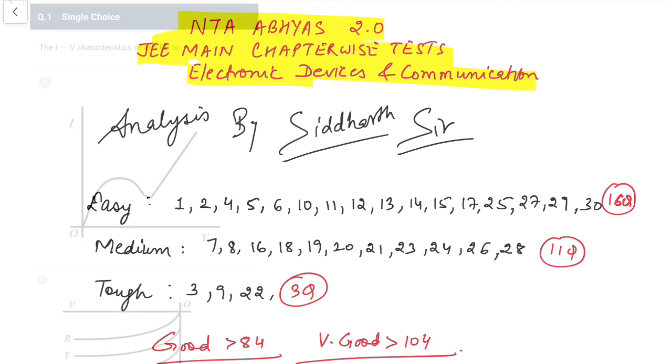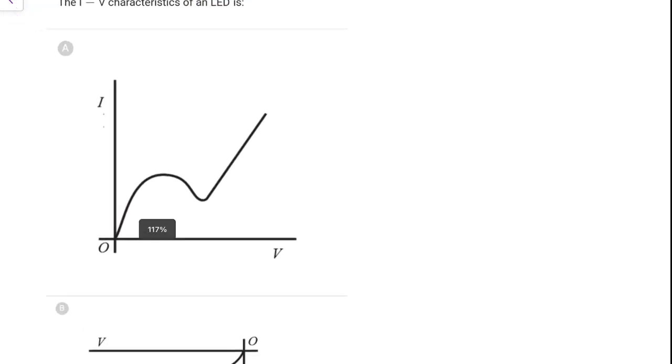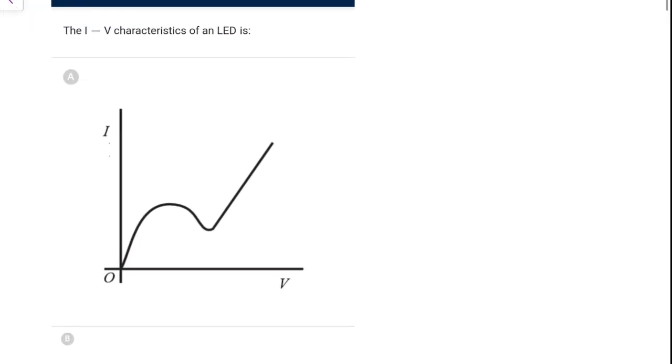So let's begin. Question number 1. The IV characteristics of an LED is. Now this is a very good question. This is even asked in the CBSE exam, though not given in NCERT. It is given as additional material, the NCERT supplementary material, you can say.